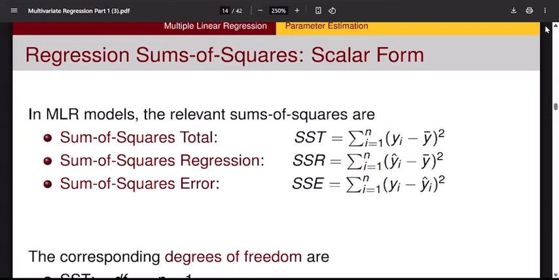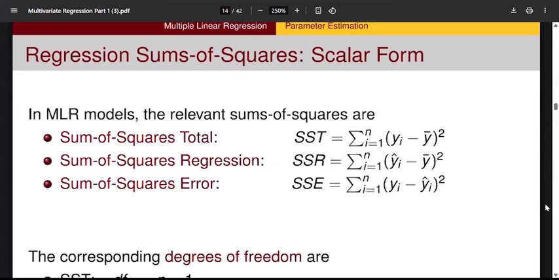I can call that sum of square error, or I can call it sum of square residual. Sum of square residual is used when samples are involved, and sum of square error if I use the population of data, but they still mean the same, except that one is for a sample and one is for the population.